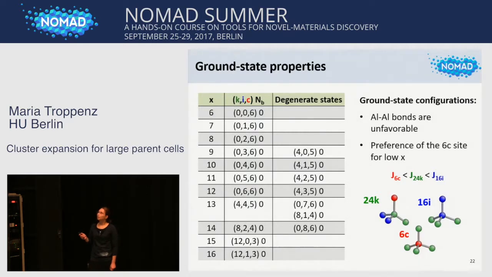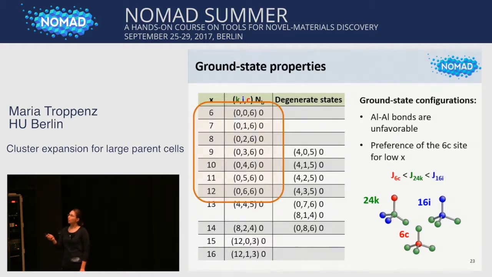Now we look in detail at the configurations. How do they look for each composition? And for this I want to introduce a configuration vector, shown here above. Inside the parentheses you have the number of aluminum atoms which go to the k site, or to the i site, or to the c site. And outside the parentheses you have the number of aluminum bonds.